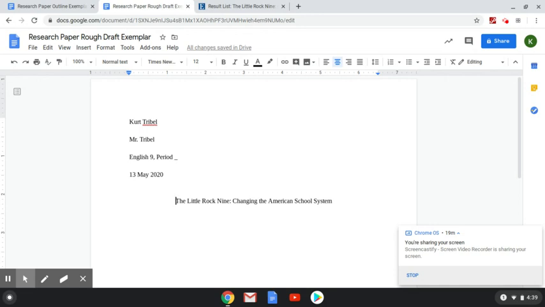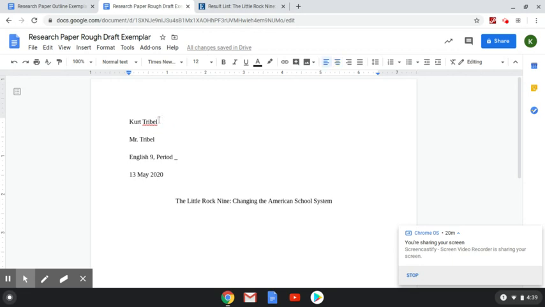But there's probably other papers that have that title, and it is kind of a boring title. So you want to change it up a little bit. You want to make it a little bit more interesting. So I put Little Rock 9. I added a colon in here, and then I put the second phrase, changing the American school system, right? By reading the title of your essay, the reader should know exactly what your paper is going to be about.